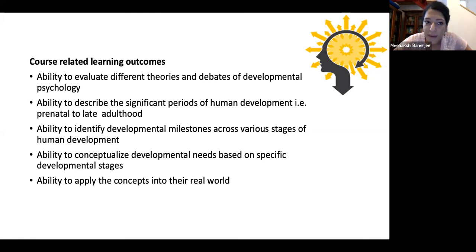The learning outcomes primarily of this course is ability of the student to evaluate different theories and debates of developmental psychology, ability to describe the significant periods of human development, for example, prenatal to late adulthood, ability to identify developmental milestones across various stages of human development, ability to conceptualize developmental needs based on specific developmental stages, and the ability to apply these concepts to the real world scenario. The last bit that we talk about will be taken up primarily in the practicum course.